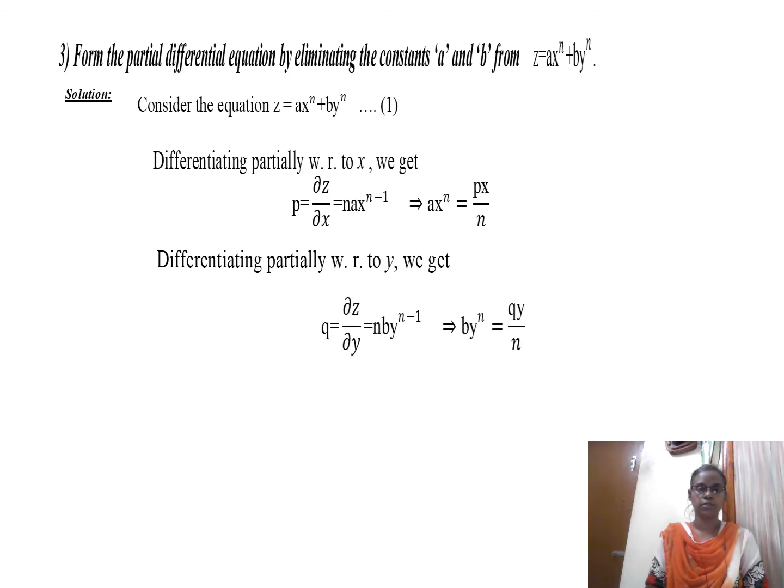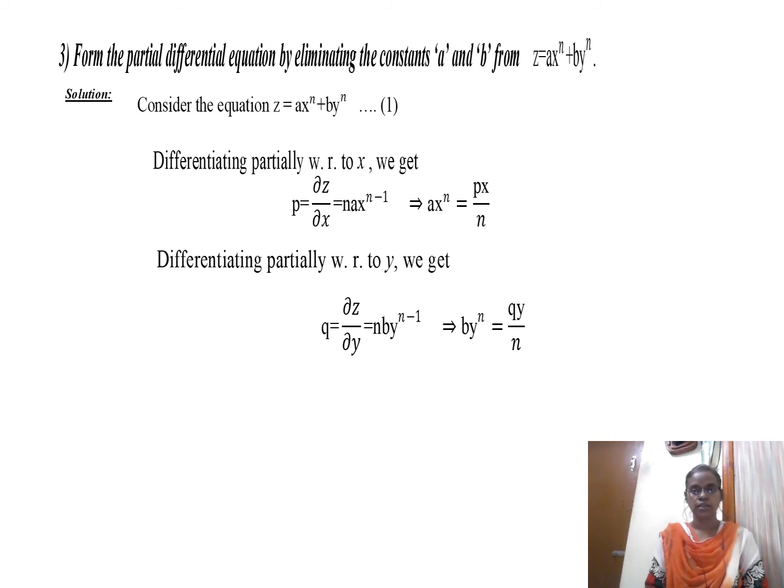Now we'll move on to differentiate with respect to y. So with respect to y, what do we get? Dou z by dou y, which is actually q, is equal to, the first term here, a x power n, is going to be a constant now. So that's going to be 0. Next term with respect to y, when we differentiate, we get b into y power n; differentiating, we get n into y power n minus 1. So again, from here, we can have b into y power n, a very simple equation, which is equal to qy by n.